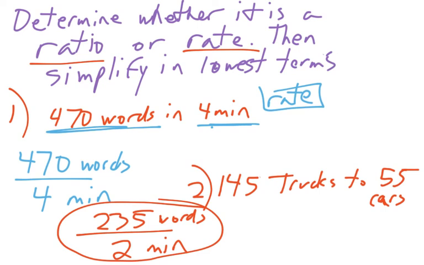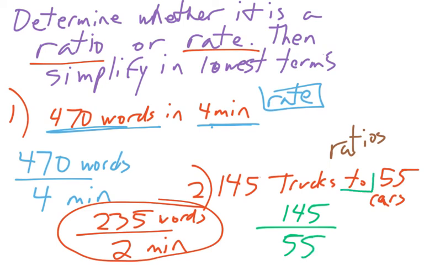Now the second one is actually a ratio, because we're comparing different types of automobiles. Now we can't make trucks into cars, so we're not going to convert like we did in some of the earlier problems where we converted cents to dollars, or days to weeks or weeks to days. You can't make a car, relatively speaking, into a truck, at least not very quickly. So we just set up our ratio, which would be 145 over 55. Remember that 145 has to go in the numerator. Sometimes it might be helpful to circle that word or put a box around it.